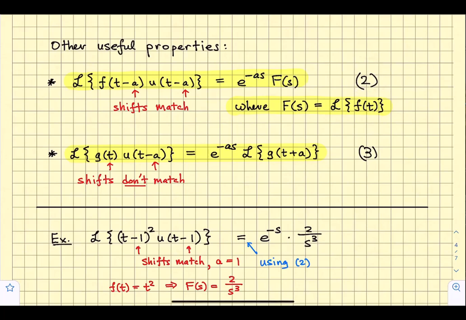And then what if the shifts don't match? If the shifts don't match, then you still get a multiplication by an e to the minus as in the s domain. But then you get the Laplace transform of g of t plus a.